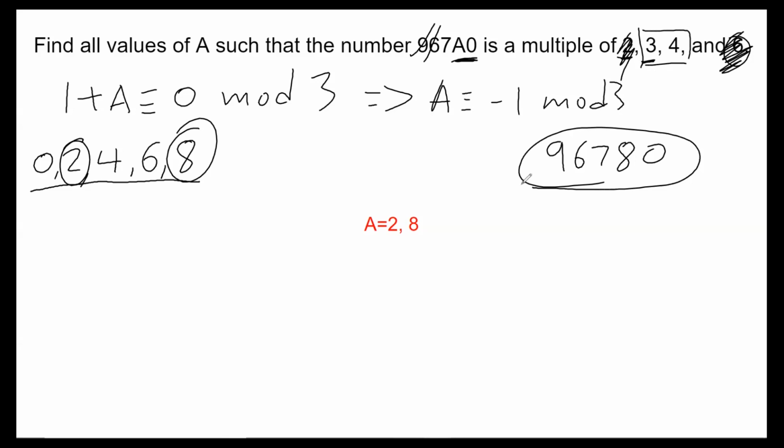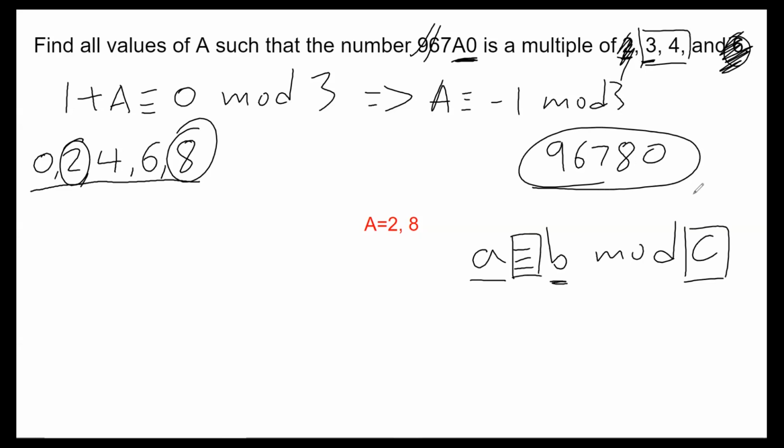Mod is what happens when you divide a number and find its remainder. I'll go over this in more detail if we have another number theory course, but basically it means if A is congruent to B mod C, then the numbers A and B both leave the same remainder when you divide them by C. And this is basically a congruent sign, which is a fancy equality sign.